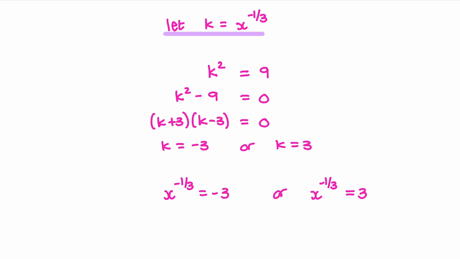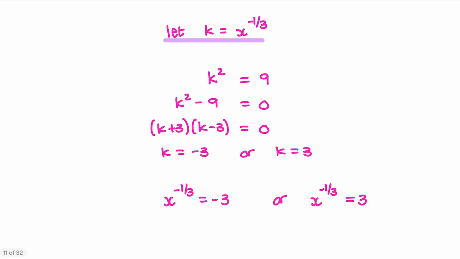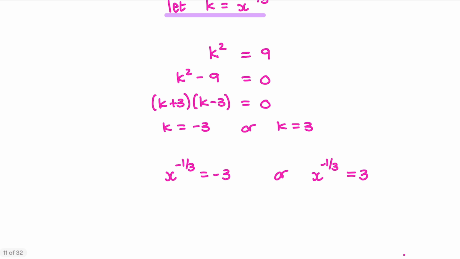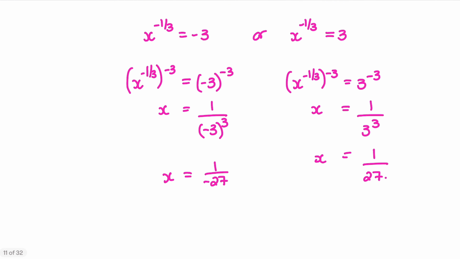Now remember, we still need to solve for x. So k equal to negative 3 would become x to the power of negative 1/3 is equal to negative 3. And k equal to 3 would become x to the power of negative 1/3 is equal to 3. And now we can solve for x.